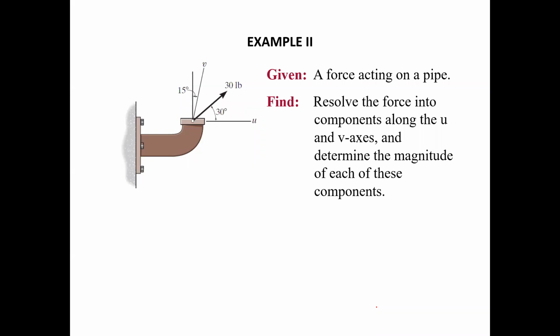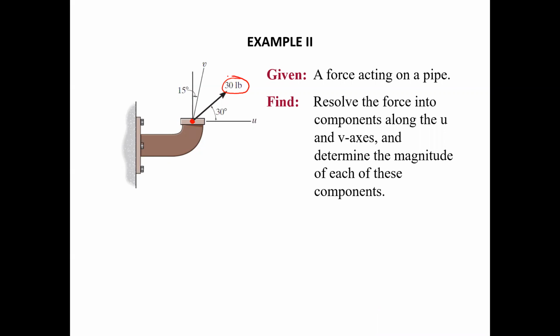for the same, right? So we have this system, we have this pipe which is attached with this wall, and there's a force of 30 pounds which is acting on this edge of the pipe, right, at this point. Okay, and this is the force, 30 pound force acting on this pipe in some direction, right, at an angle of 30 degrees from the u-axis.